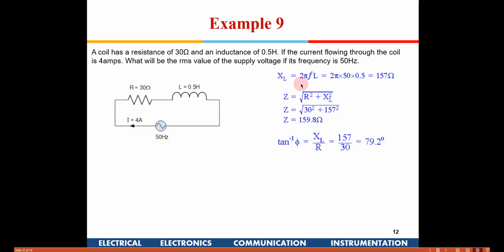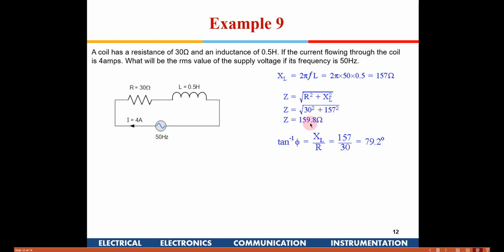Okay, so to find the impedance, we need XL, and for that we need to know the frequency. So 2 pi f. Now this is not omega, it is the frequency. 50 hertz is the frequency, not omega. So we use the formula 2 pi f: 2 pi into 50, and L is given as 0.5. So you get 157 ohm, and R is given as 30. So the total impedance Z will be the square root of 30 squared plus 157 squared, since we got the value of XL.